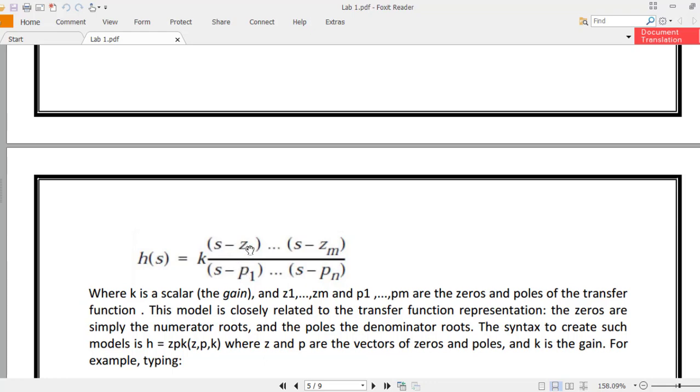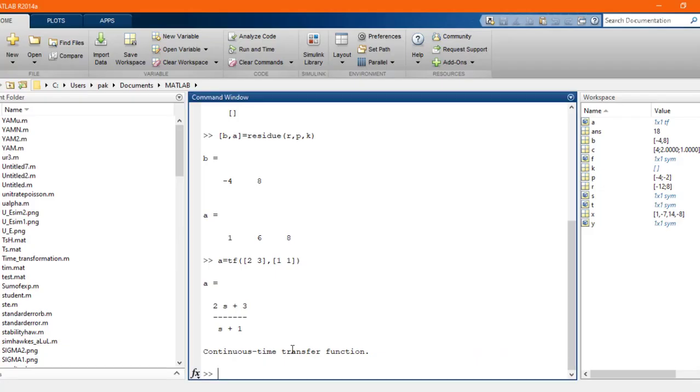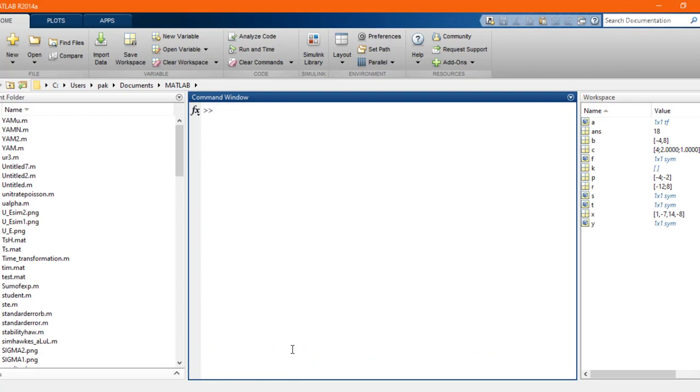So s minus z1, s minus z2, s minus z3 are all the zeros, and s minus p1, s minus p2, up till s minus pn are the poles. So let's declare a transfer function with the ZPK model. I'll clear the command window with CLC so that we can move above, and now you can see that I'll declare z equal, I can even move them without declaring.